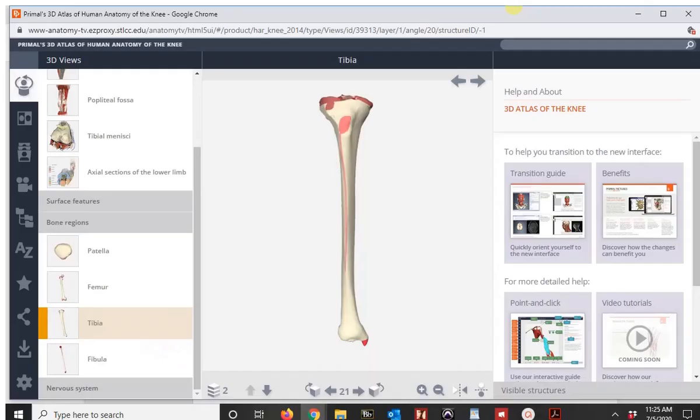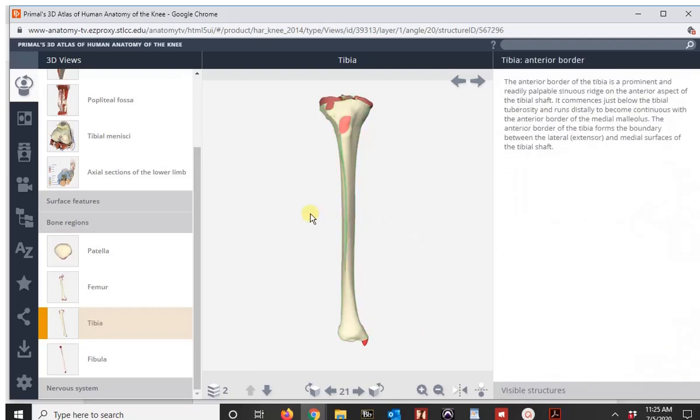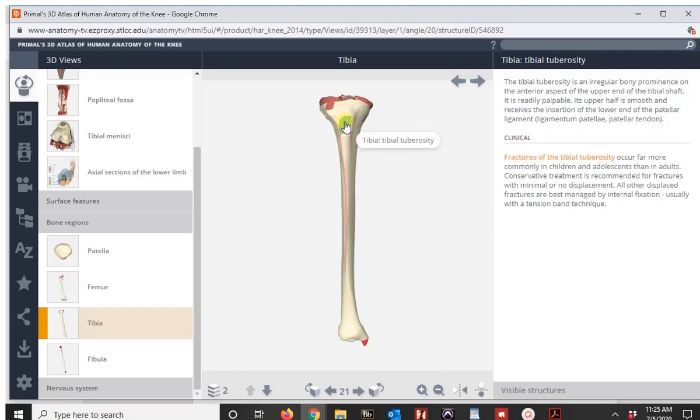So here's a 3D image of the tibia. We can turn it around like that and look at it. This is the anterior surface of the tibia. This is the front. This would be your shin bone. So that's the anterior border right here, just that little green line, anterior border. Right up here is what I was talking about, the tibial tuberosity.